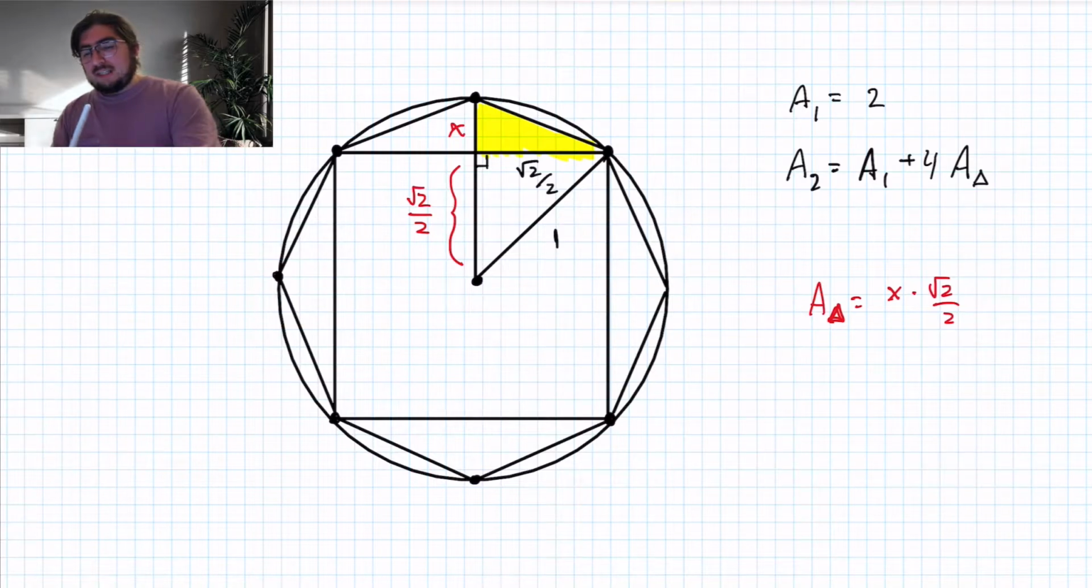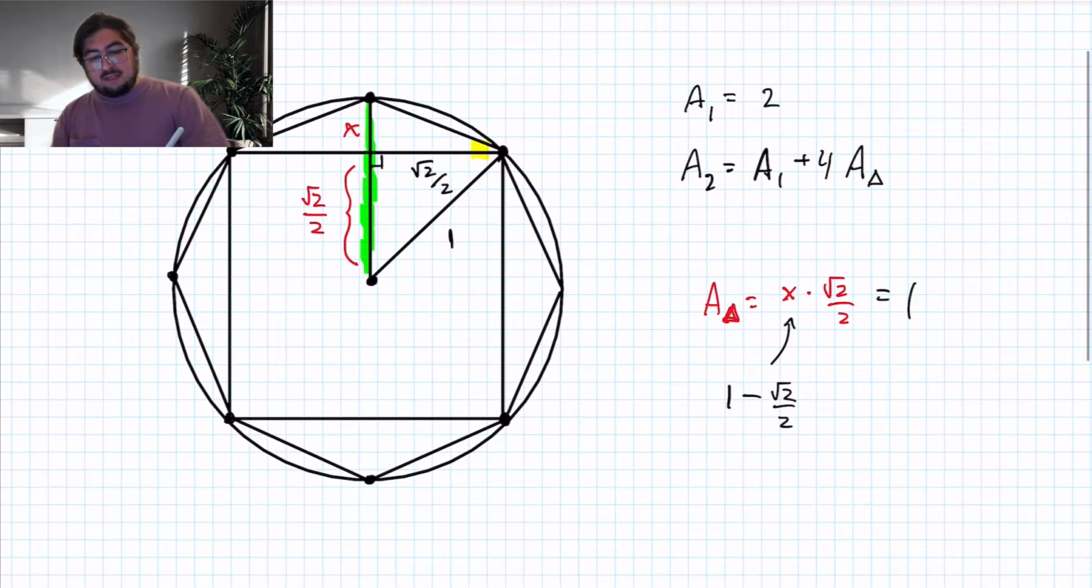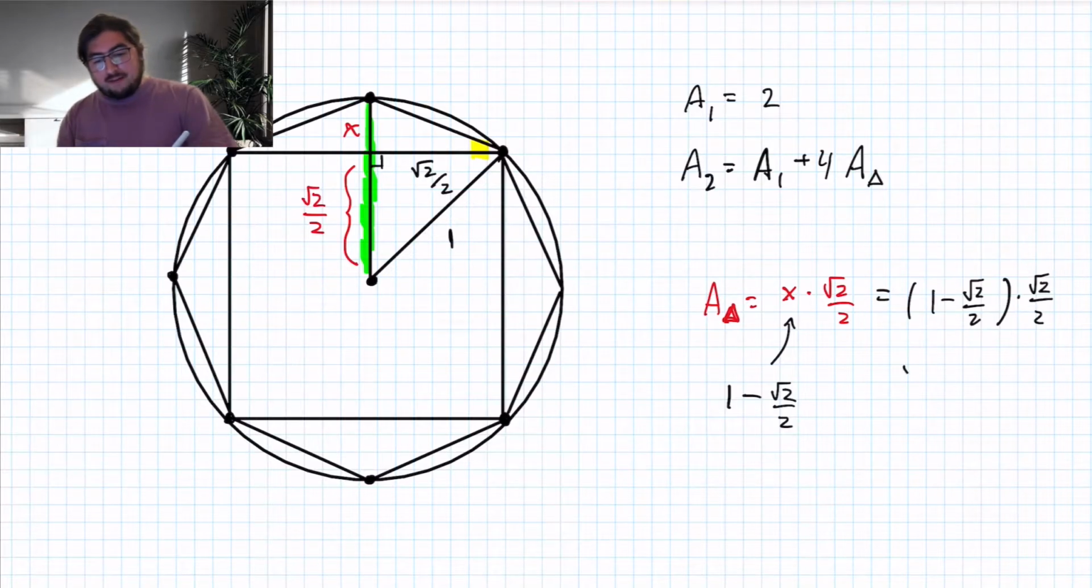But anyways, what does it tell us about x? Well, notice this entire length, let me highlight it here, this entire length is a radius, so it's 1. So that means x, we know, must be what? It must be 1 minus radical 2 over 2. So that means this is 1 minus radical 2 over 2 times the quantity radical 2 over 2. Great. So distribute that. We get radical 2 over 2 minus radical 2 over 2 multiplied by itself, which is 2 over 4, which is 1/2. So we end up getting that for the area of this triangle.